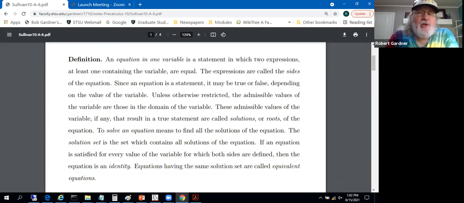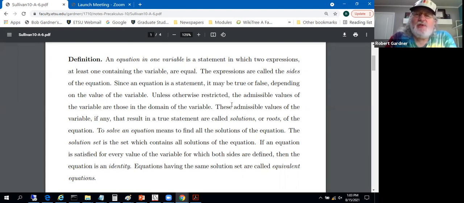A little verbiage as we usually start these sections. An equation in one variable is a statement in which two expressions, at least one containing the variable, are equal to each other. The expressions are called the sides of the equation. We'll refer to the left side and the right side as we verbally describe the manipulations we're doing. Since an equation is a statement, it may be true or false. It depends on the value of the variable. Of course, the plan is to find the values of the variable that make the statement true.